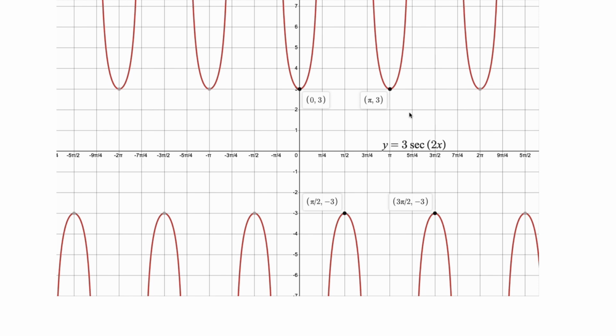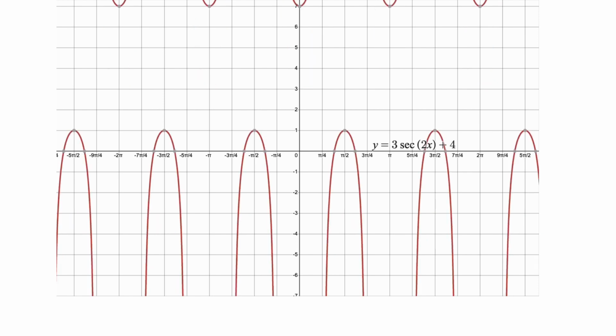That's a horizontal compression. Okay, and then naturally, if I decide I want to add 4 to the equation or to the function, that should mean that all the points that you see should shift upward 4 units. So let's take a look at what happens if that's correct. Looks to be correct. Okay, I'm actually going to move that equation slightly so it's out of the way of the graph. There we go.